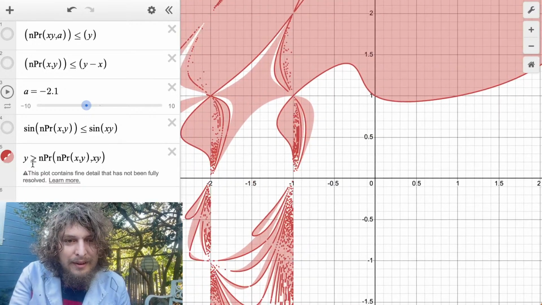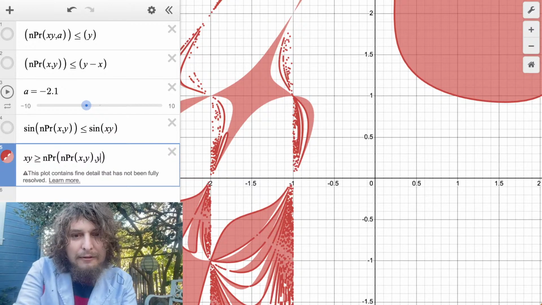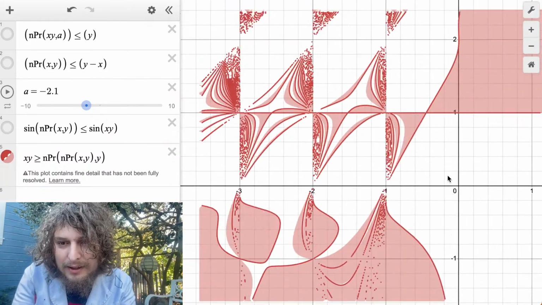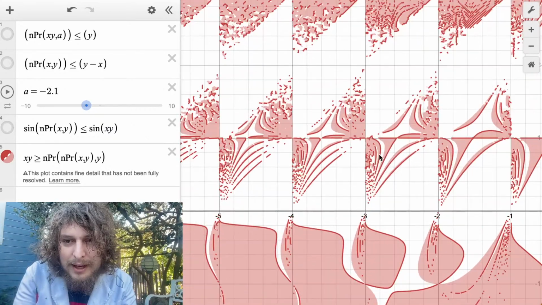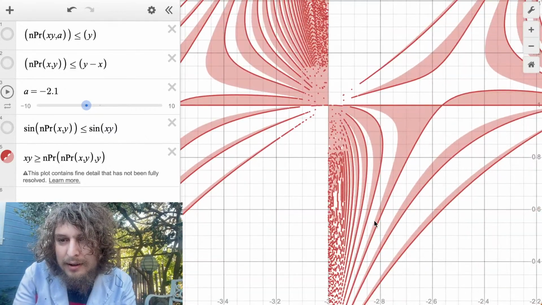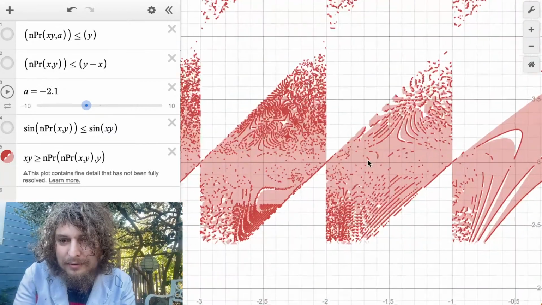And let's try some other ways that we could have this nested inside itself. Here we get these fellas and these things.